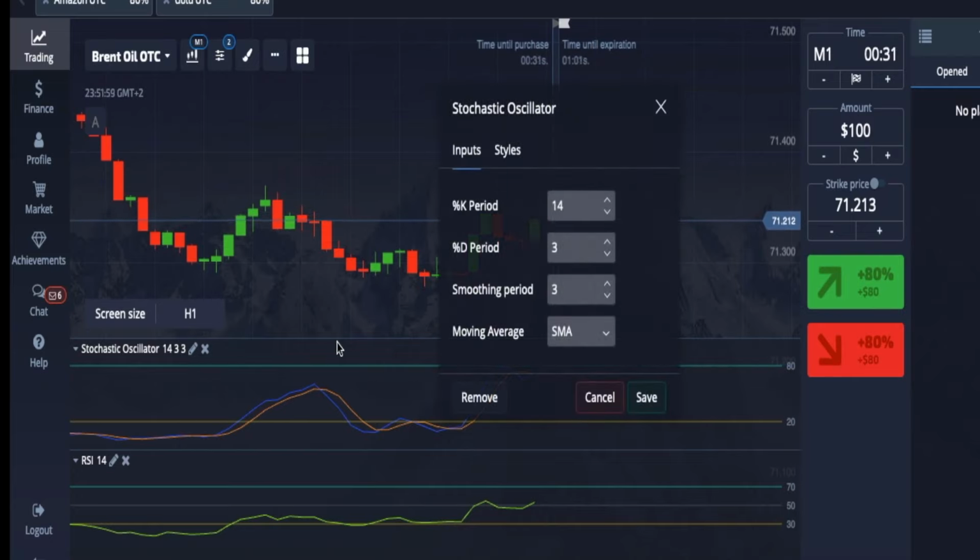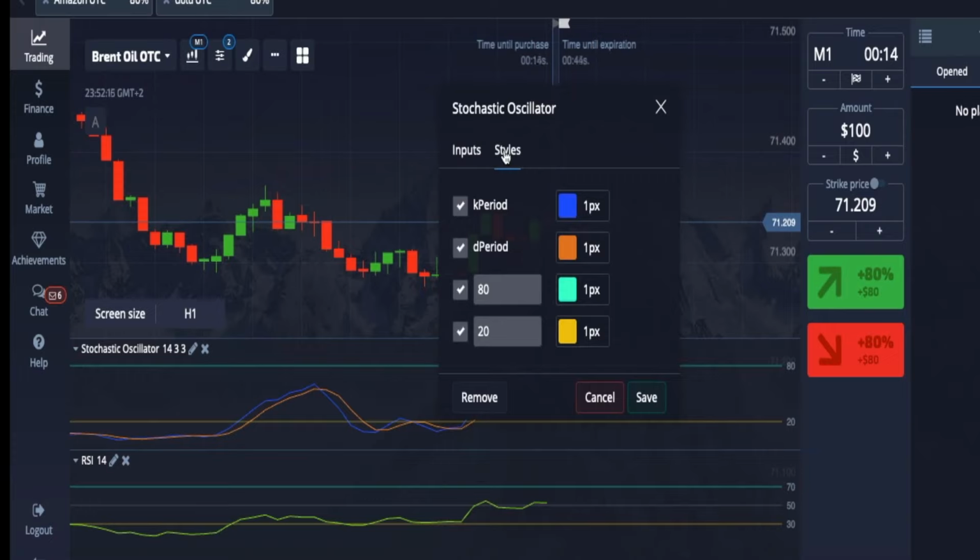As we go over here to the stochastic oscillator, we are going to be using these settings: 14, 3, and SMA. Many of you were asking that before. It's SMA. These are the styles we're using. I typically don't change these colors on the RSI. Just leave them as they are. But we want to make sure for the stochastic we have 80 and 20.